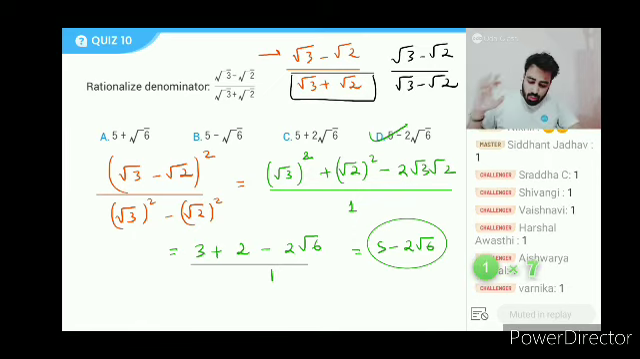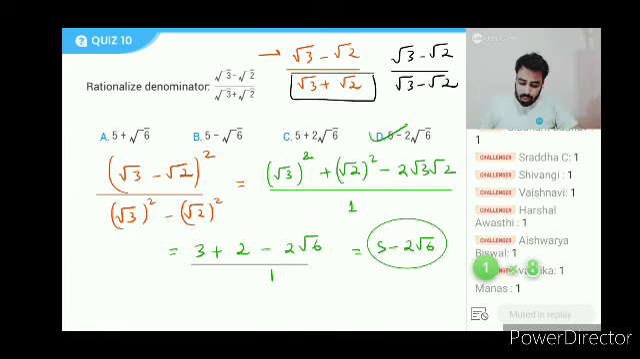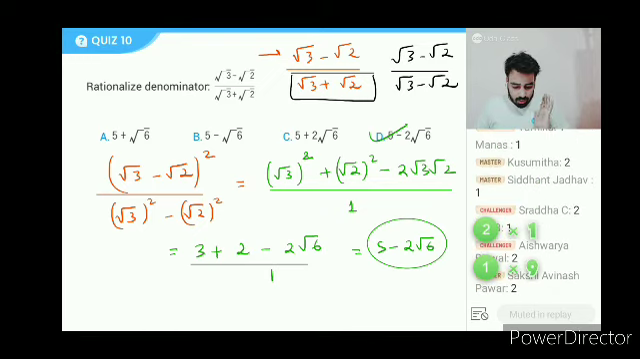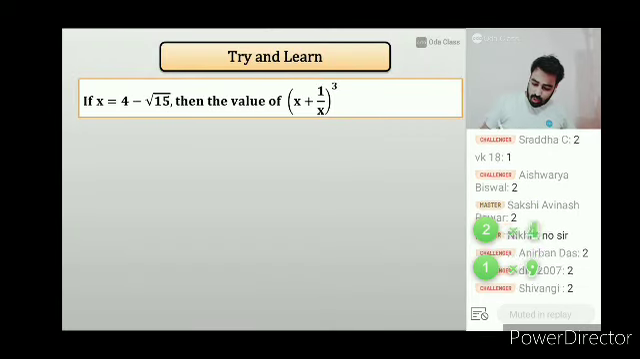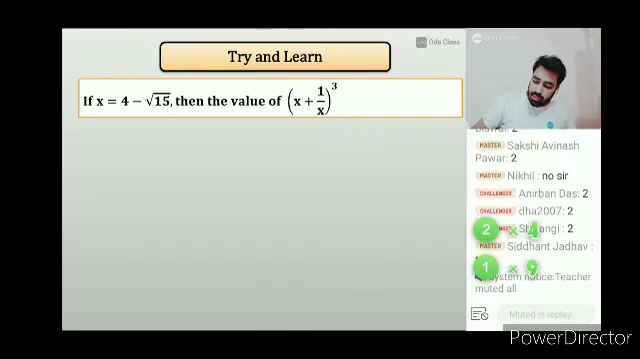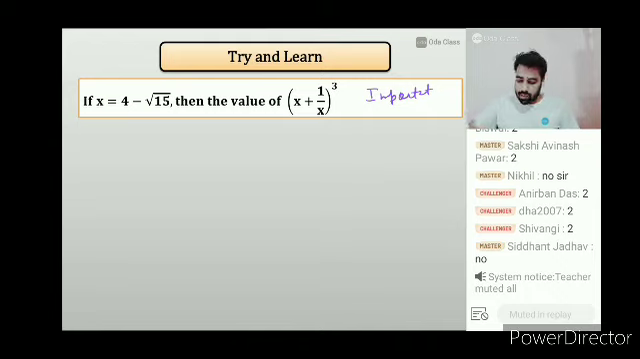Acha. One more type of question that you might get in the homework also is this. Anyone have any difficulty till here? No? Very good. Okay. ये वाले questions बहुत important हैं. These types of questions are very, very important. The x value is given: x is 4 minus root of 50. This is the easiest part. And they are saying, find the value of (x plus 1 by x) whole cube.